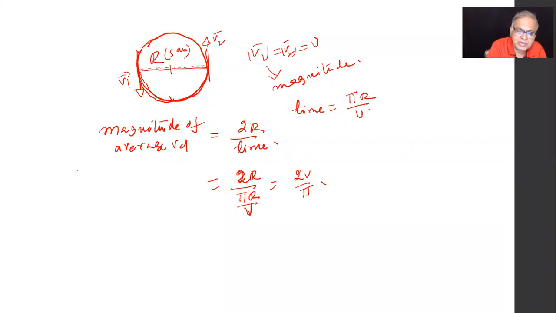And the average velocity vector, if you want, it will be this way, along this delta r. For that, of course, we need to show some origin. So the magnitude of average velocity will be 2V by pi when the speed was V. So check whether you really understood, everybody. Yes, sir, understood.